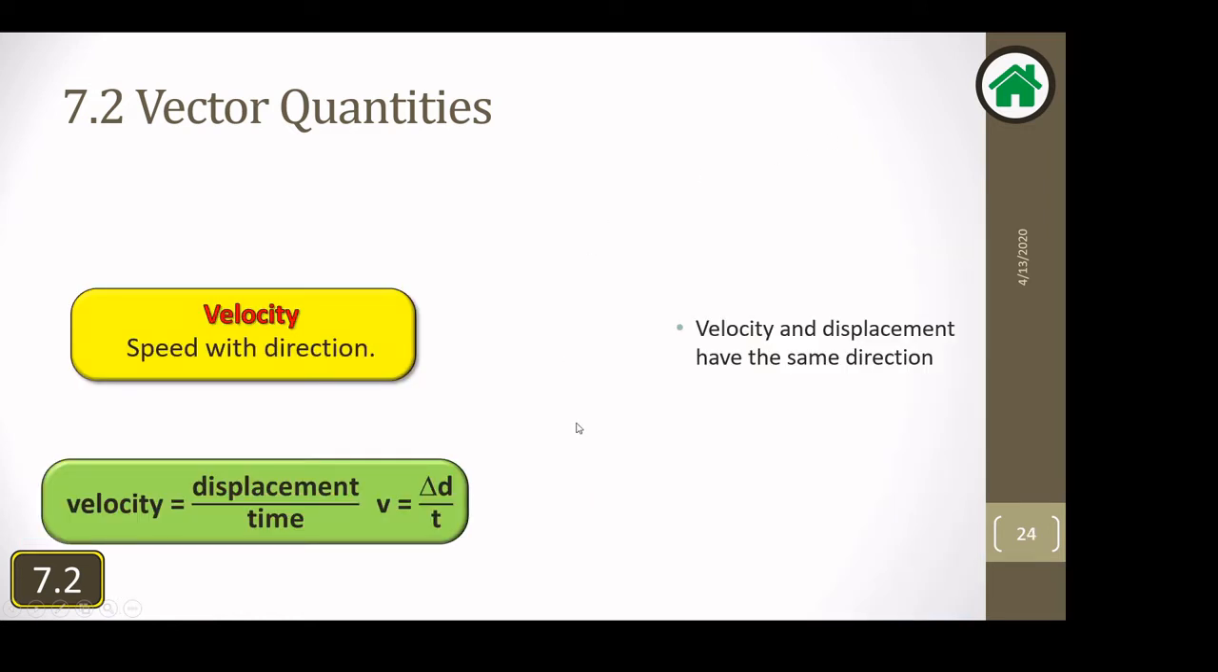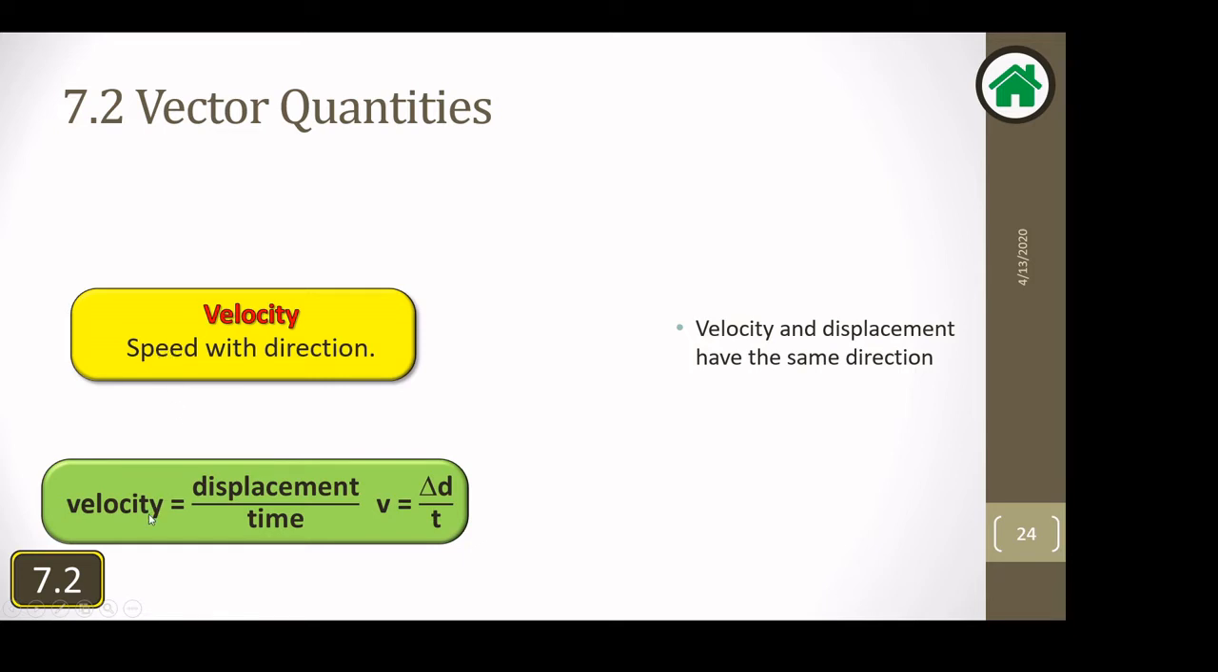Now that we understand displacement, let's talk about velocity. A lot of people confuse velocity with speed, and they use the two terms as if they mean the same thing, but they don't. Velocity is a vector, which means it has a direction. Speed is a scalar, which means it does not have a direction.